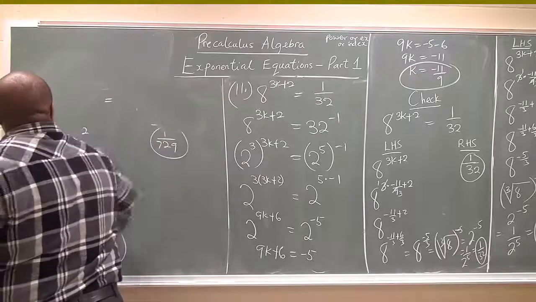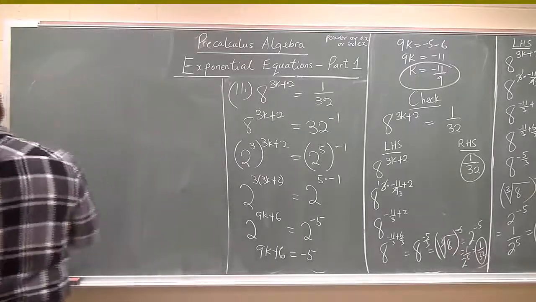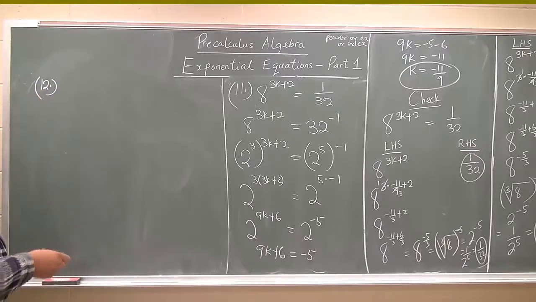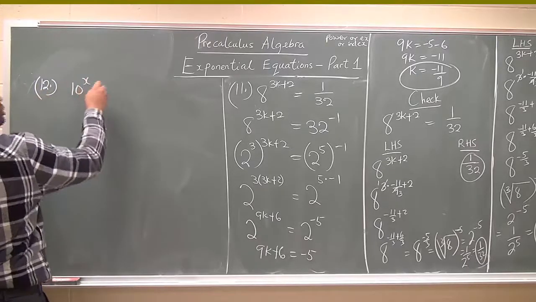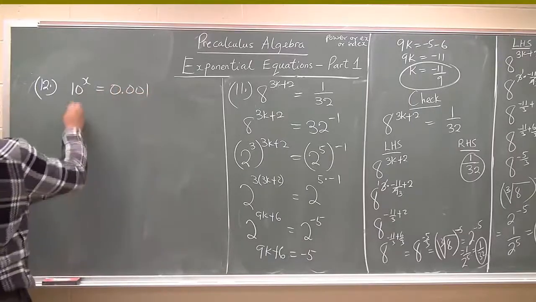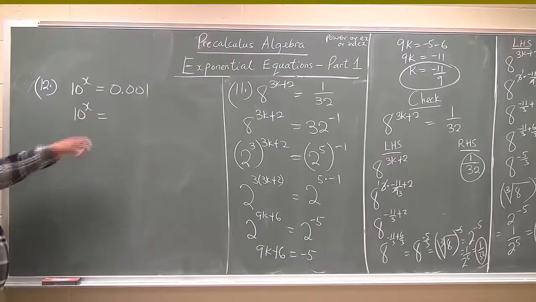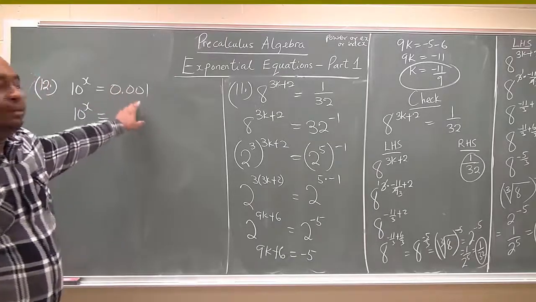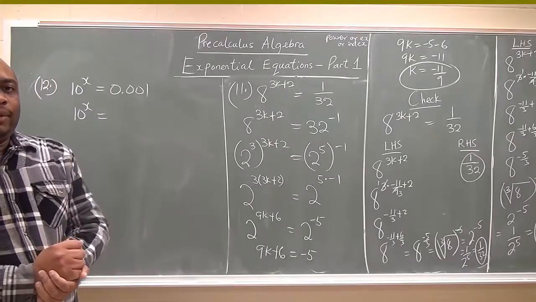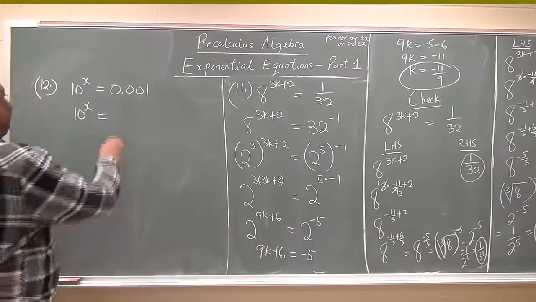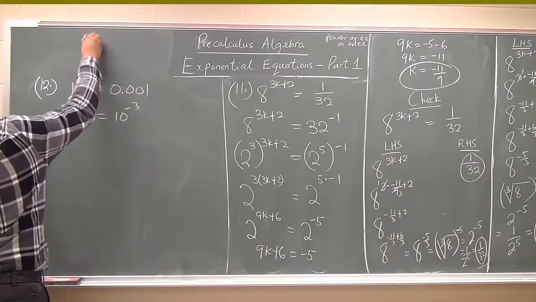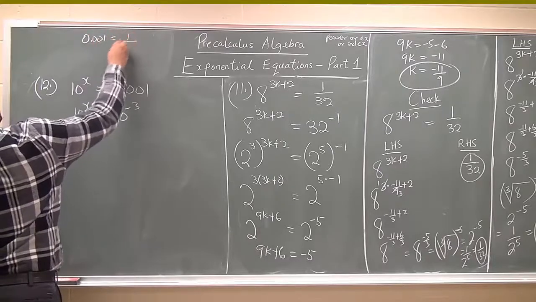Alright, question 12. 10 exponent x equal to 0.001. Okay, look at this now. 0.001 is what? You know what it is, right? It's 10 exponent negative 3, because 0.001 means 1 over 1,000.